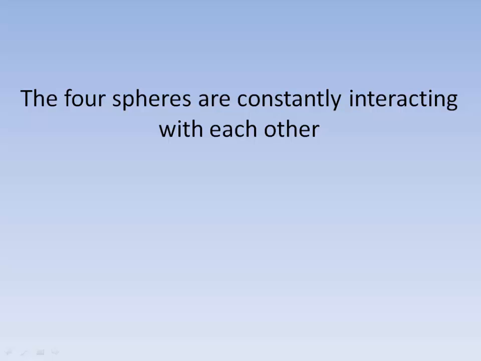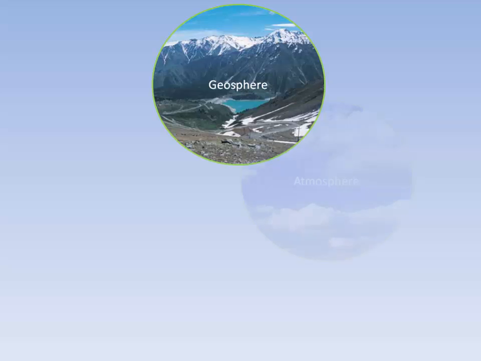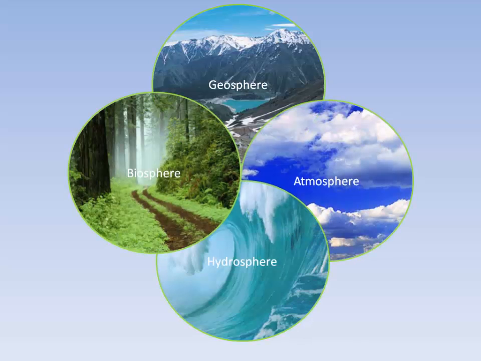The four spheres are constantly interacting with each other. Even though we separate parts of the Earth to make it convenient to study them, in fact, it's one system in which all the different parts are constantly interacting with each other. So the geosphere, the atmosphere, the hydrosphere, and the biosphere are constantly interacting.